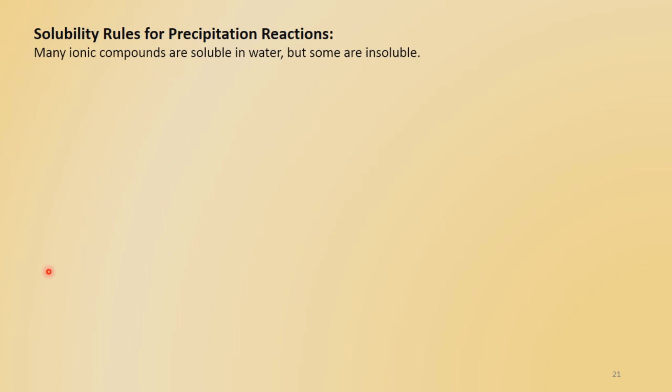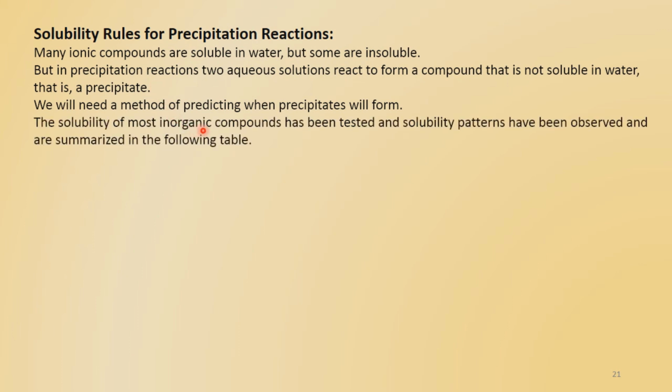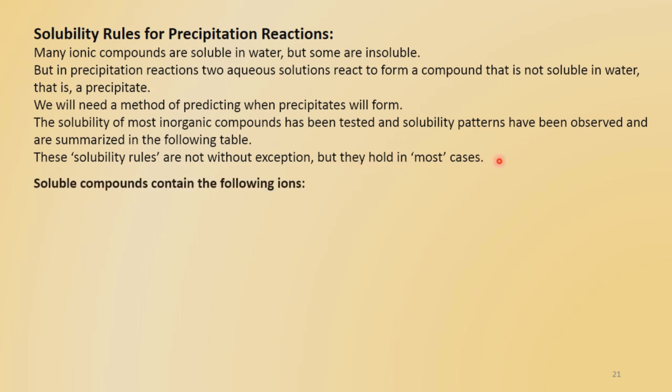Solubility rules for precipitation reactions. Now it turns out that many ionic compounds are soluble in water, but then some are insoluble. In precipitation reactions, two aqueous solutions react to form a compound that is not soluble in water, that is, a precipitate. We need a method of predicting when precipitates will form. Now the solubility of most inorganic compounds has been tested, and solubility patterns have been observed and are summarized in the following table. Now the solubility rules are not without exception, but they do hold in most cases.